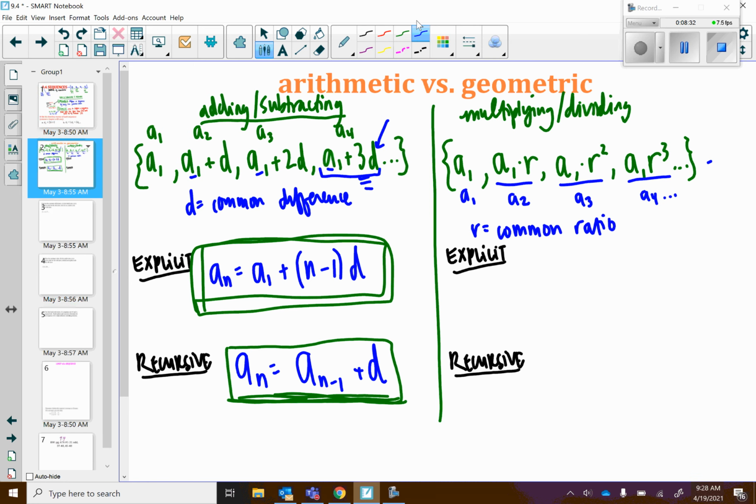Again, I think the recursive is maybe a little bit easier. So if I want to find any term, we'll say a sub n, I'm going to take the previous term, a sub n minus 1, and I'm going to multiply it by that common ratio r.